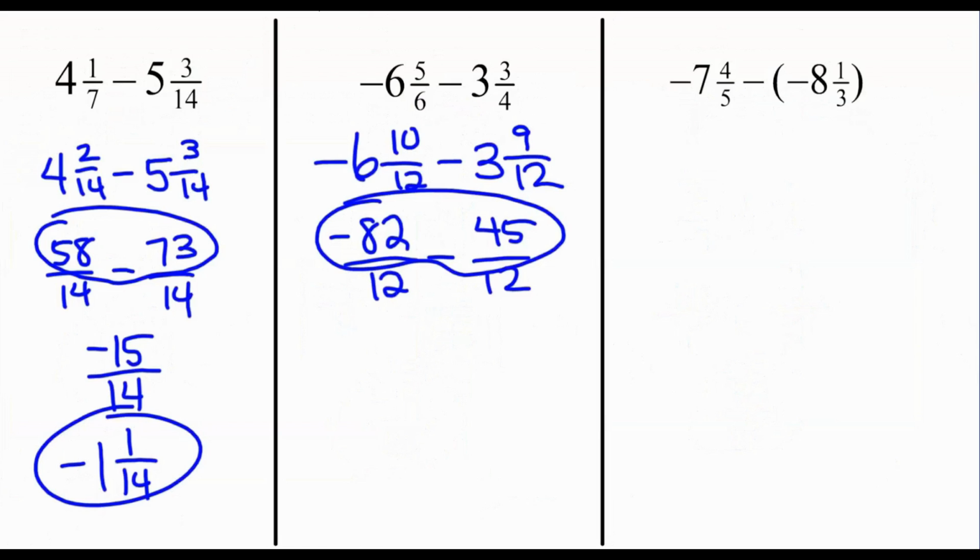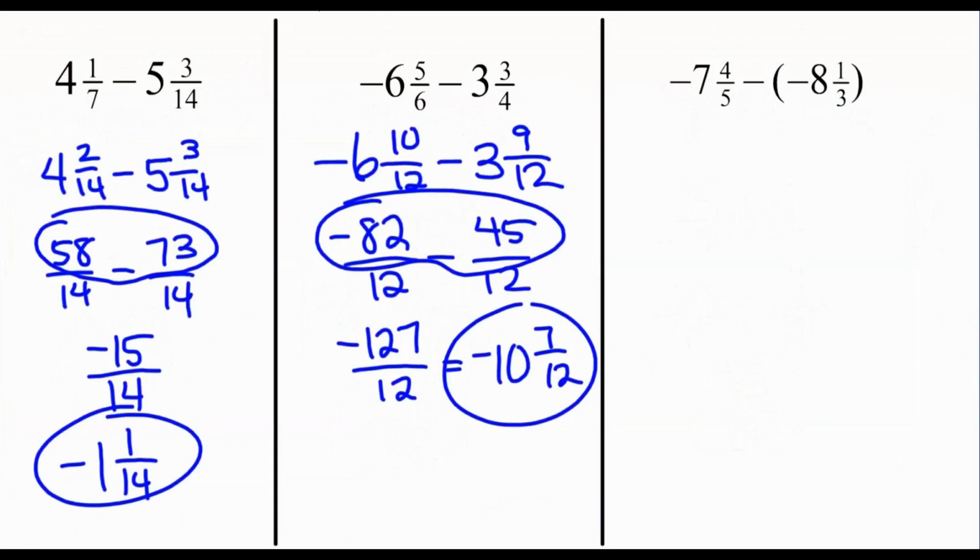Negative 82 minus 45 is negative 127/12, which is equivalent to negative 10 7/12, and that is in simplest form. Last one, negative 7 4/5 minus a negative 8 1/3. Again, I'm taking away a negative. I'm going to change this to addition.